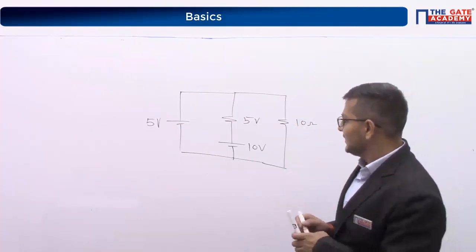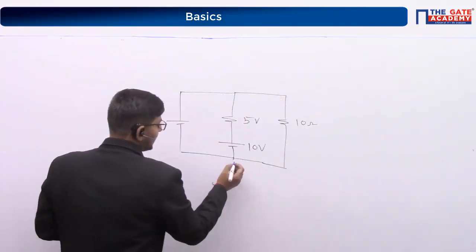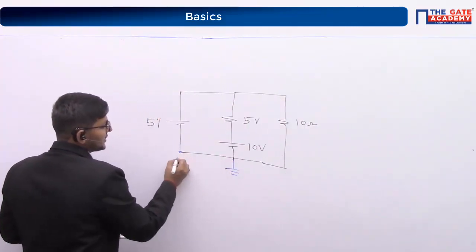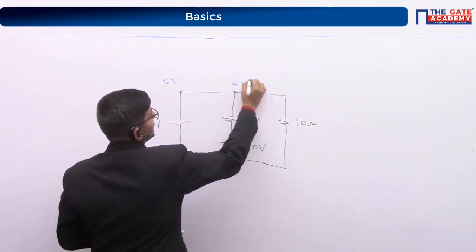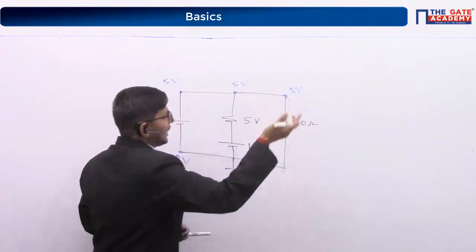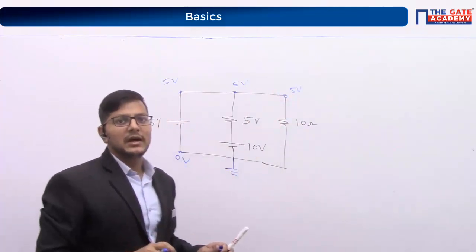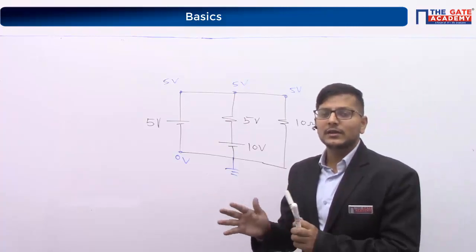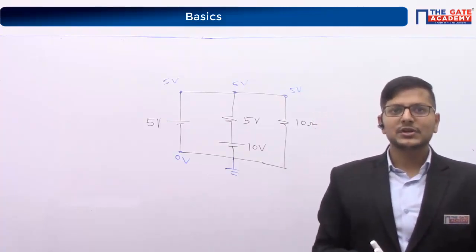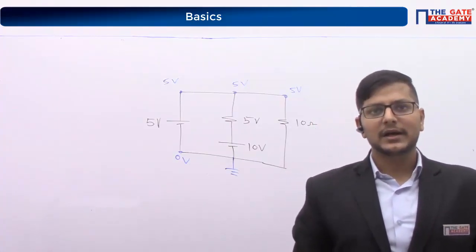So if this is my reference node, what is the voltage here? 0 volt. What is the voltage here? 5 volt. What is the voltage here? 5 volt. What is the voltage here? 5 volt. So at every junction we know the voltage. It means there is no node. In this question there is no node. Clear?